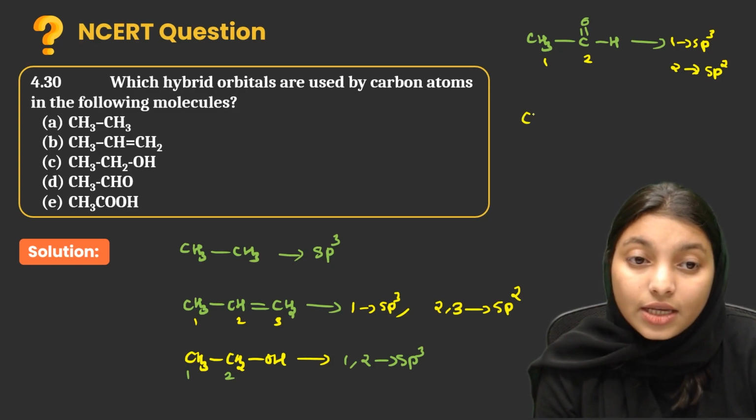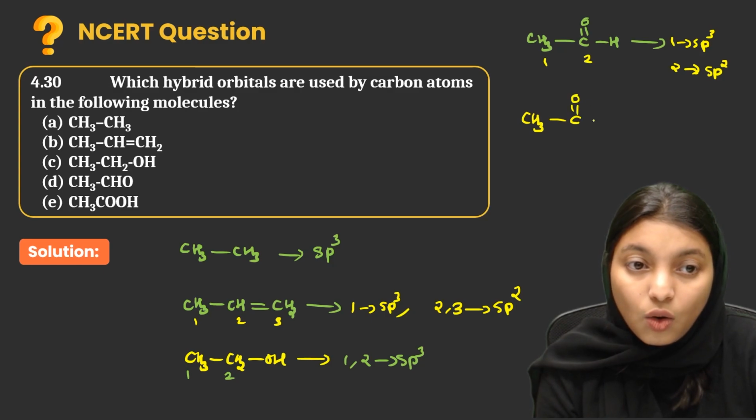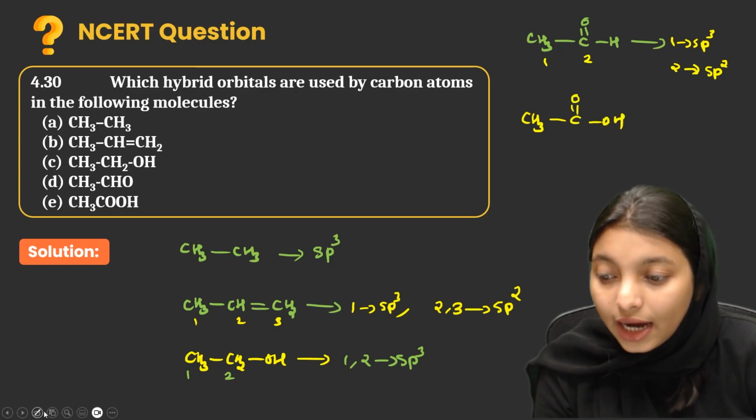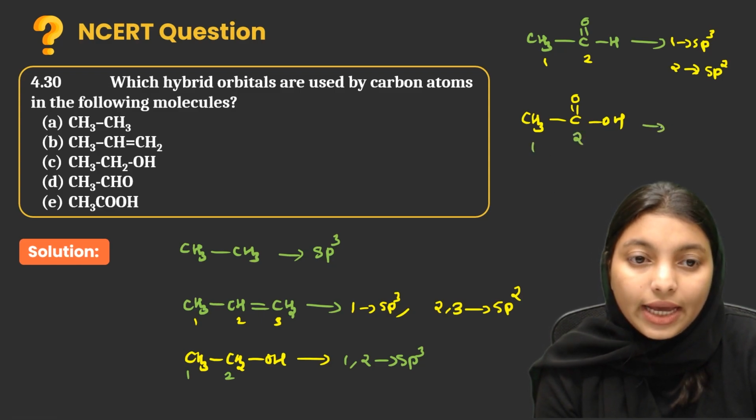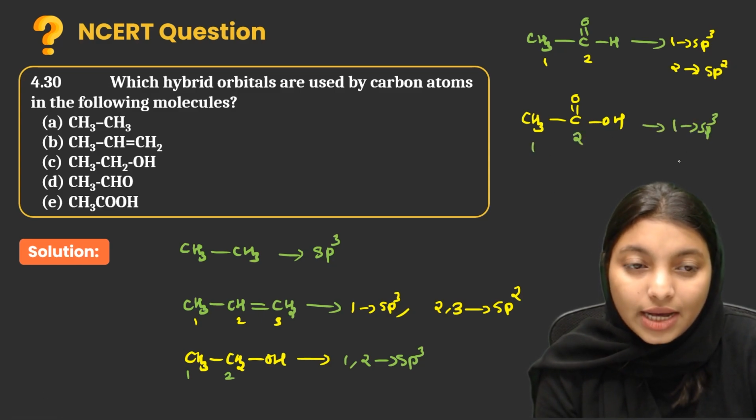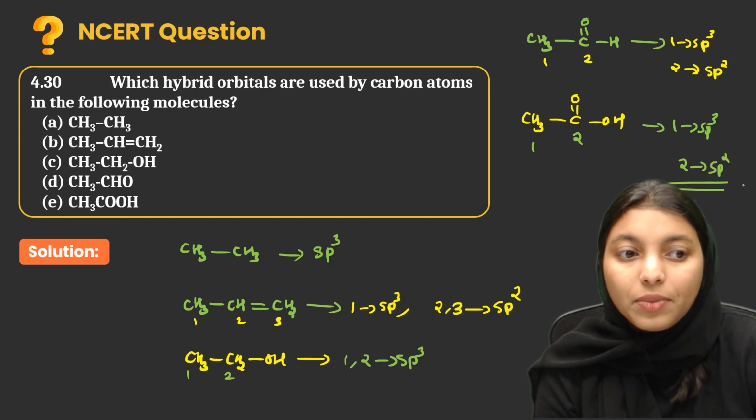Next one, CH3COOH. Here again we can give the numbers 1 and 2. Again the first one is sp3 hybridized and the second one is sp2 hybridized.